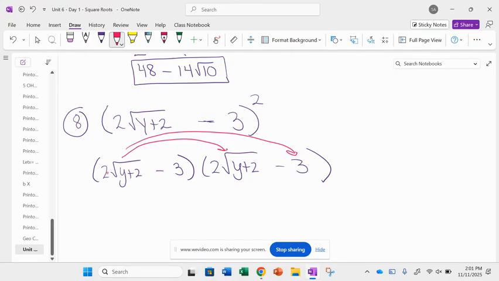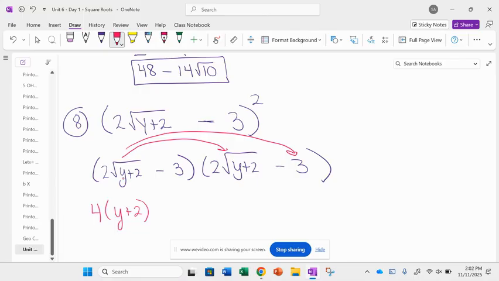So when I have 2 root y plus 2 times another 2 root y plus 2, we're going to multiply the coefficients. 2 times 2 is 4. And what's root y plus 2 times another root y plus 2? No square, just y plus 2. The radical cancels, right? Is it important that I have parentheses around that whole quantity of y plus 2? Yeah, because that 4 needs to be multiplied with it.